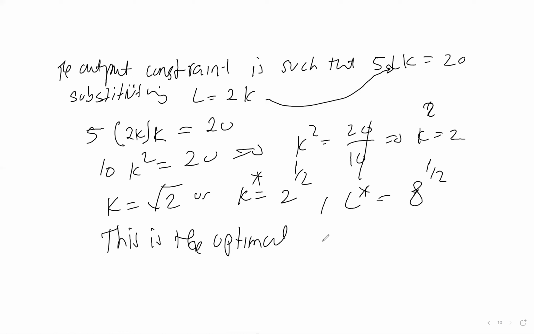This is the optimal input mix. So what advice do you give? You would give the manager the advice that in order to meet the target of producing the amount of 8 units of quantity per period, the optimal units of capital required is 2 to the power of 1.5, and the optimal level of labor required is 8 to the power of 1.5. That is the advice you will give to the manager.